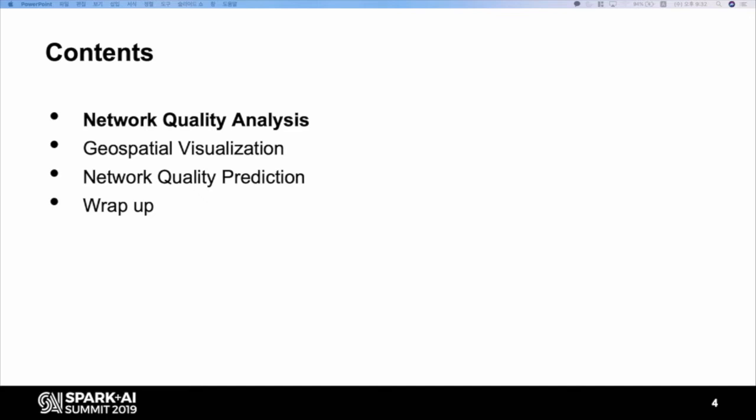From this part on, I'm going to hand it over to my co-speaker, Tuyong. Then he is going to introduce our network quality prediction model and our efficient data pipeline for deep learning inference, which is 40 times faster than the legacy architecture. And I'll be back for wrap-up and Q&A.